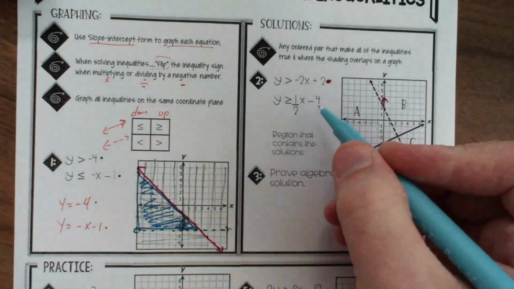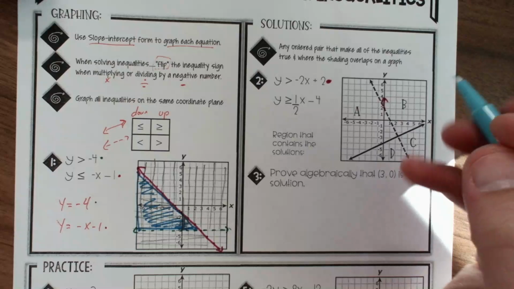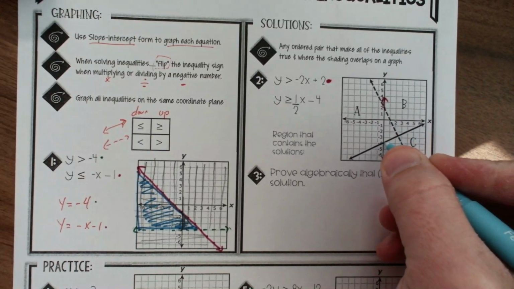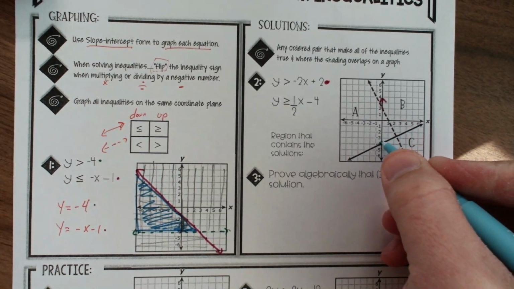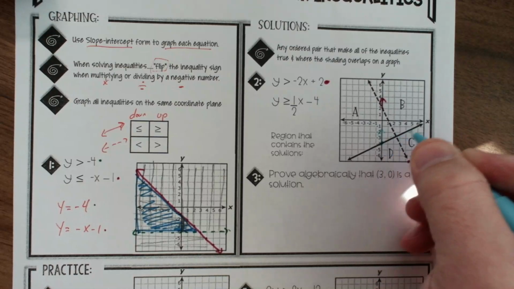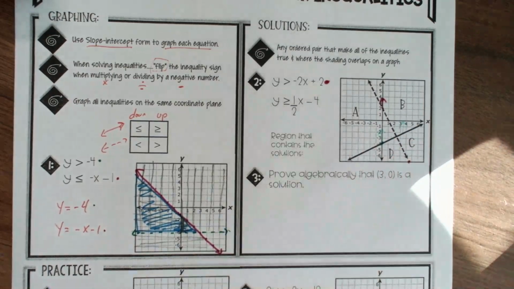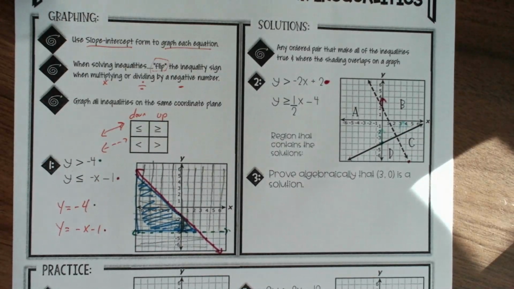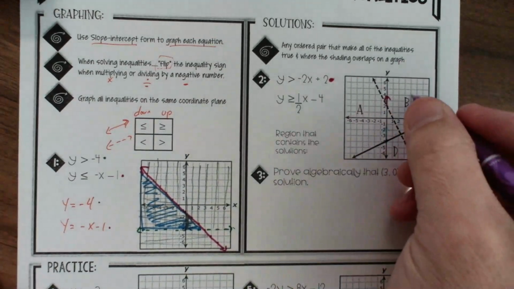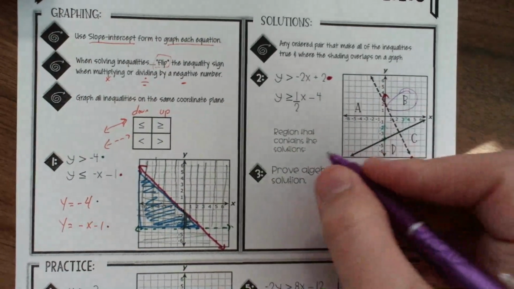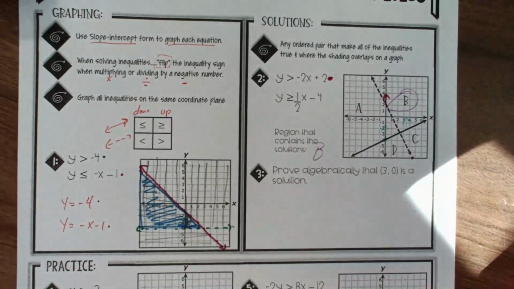And in this one, y is greater than 1/2 x minus 4. Here's 1/2 x minus 4. I want all the y values above it. So the place where they are both above both lines is here at B. So the region that contains my solution is B.